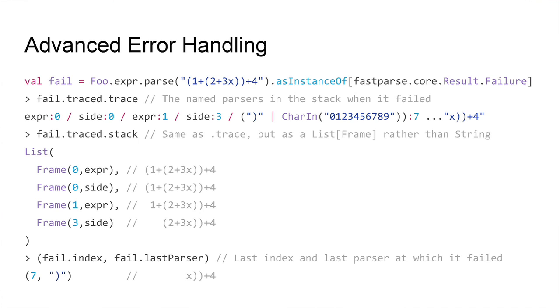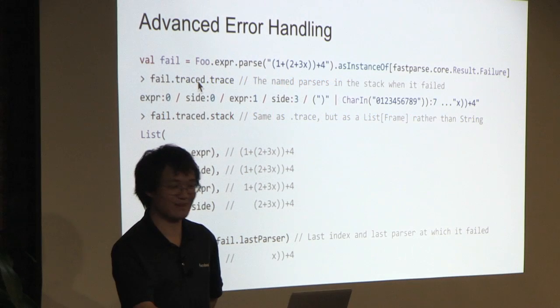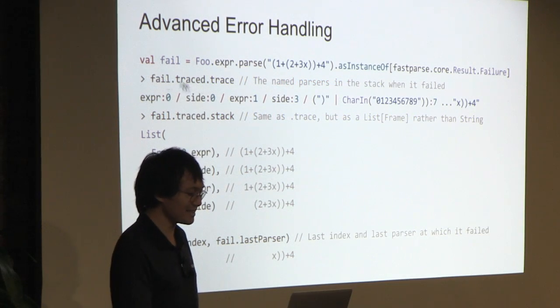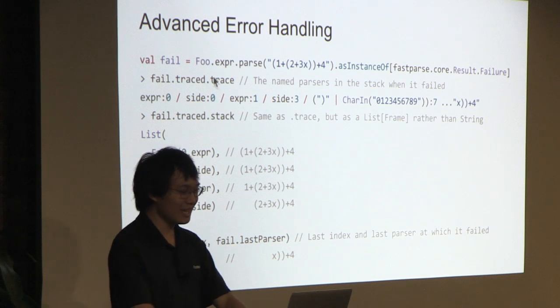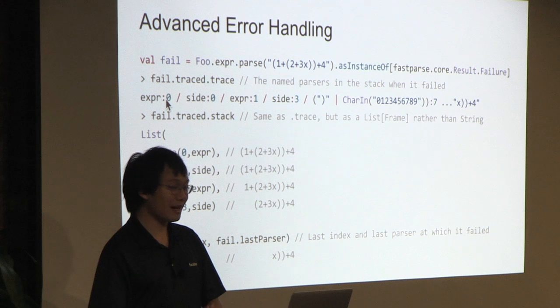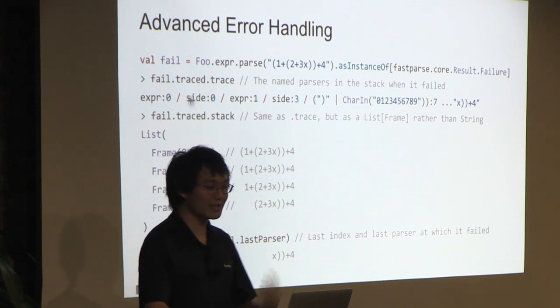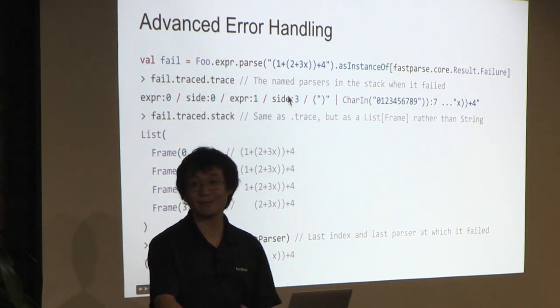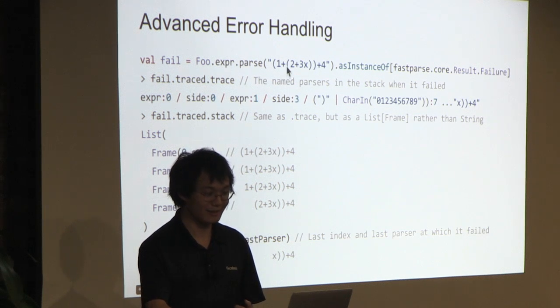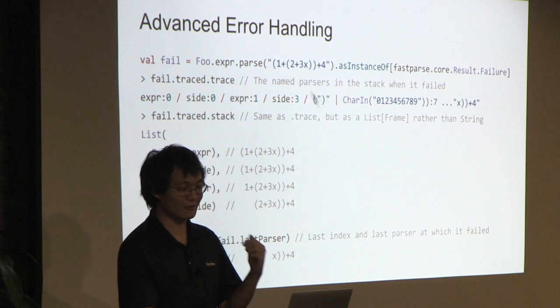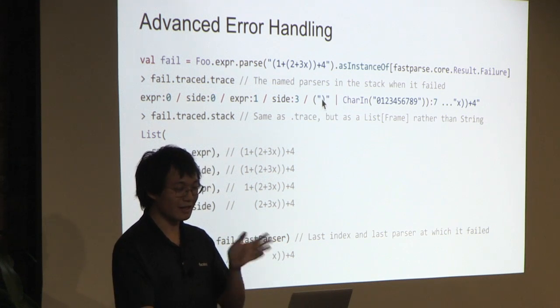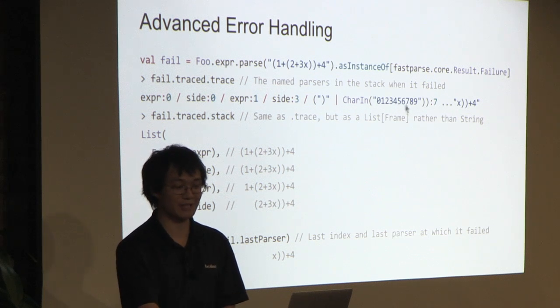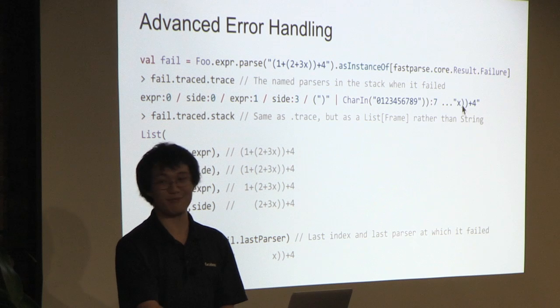If I'm parsing the same thing, here I know it's going to be a failure, so I'm just going to cast it. I can ask for the trace of the traced failure. Maybe not a very good name, but whatever. So if I say fail.trace, it will tell me that I was trying to parse an expression at index 0, which caused me to try and parse a side at index 0, which caused me to try and parse an expression at index 1, which caused me to try and parse a side at index 3, which is here, I believe, which caused me to try and parse either a closed paren or a character from 0 to 9 at index 7, and you gave me an x.